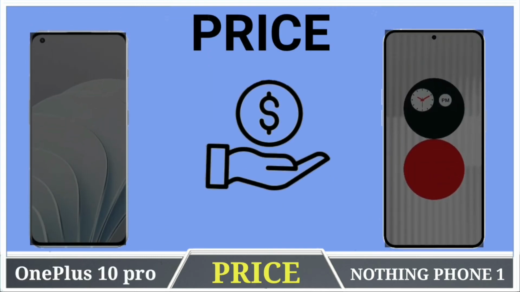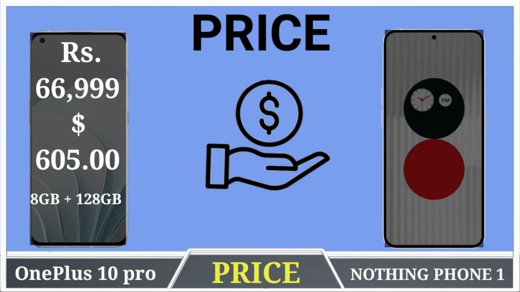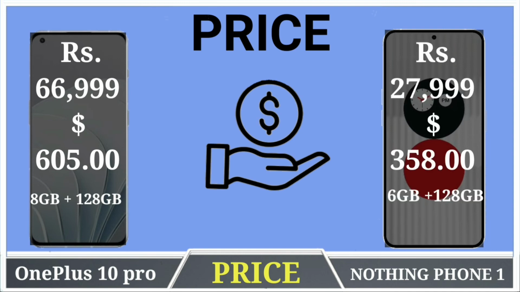Let's talk about price. OnePlus 10 Pro comes with $67,605 for 8GB RAM and 128GB internal storage, and Nothing Phone 1 comes with $28,000, or $358, for 6GB RAM and 128GB internal storage.